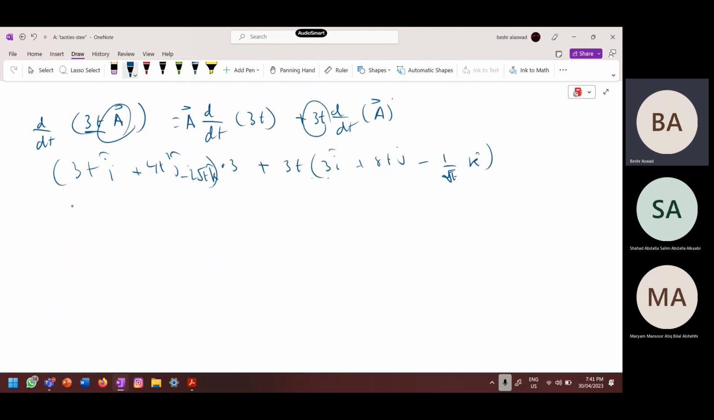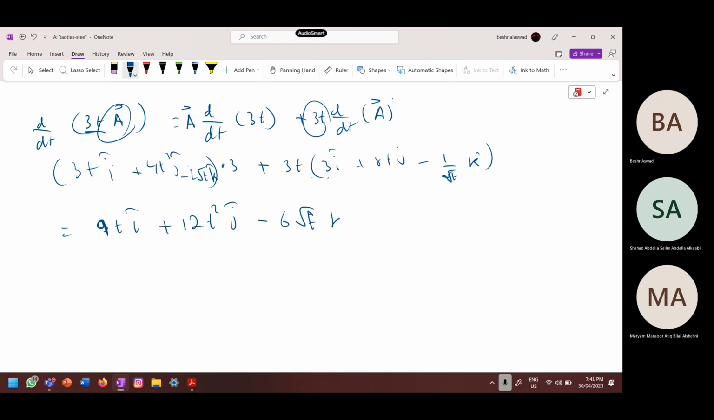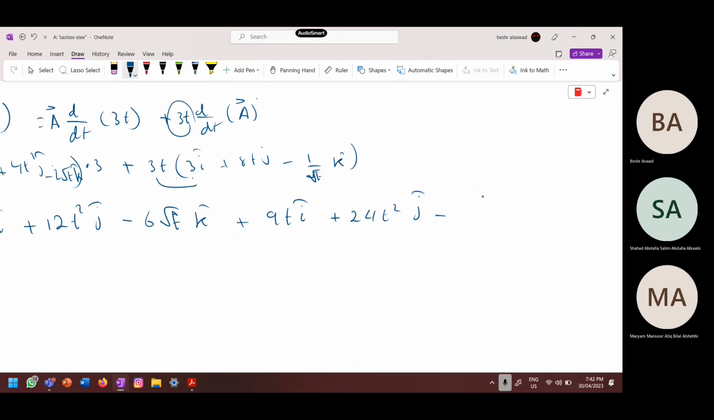3t i hat plus 4t squared j hat minus 2 square root of t k hat. This will have the following solution eventually with 3t. 3 multiplied with 3, that's 9t i hat, 3 multiplied with 4t squared, that's 12t squared j hat, negative 6 square root of t k hat, plus 9t i hat, 24t squared j hat, minus 3t over square root of t k hat.